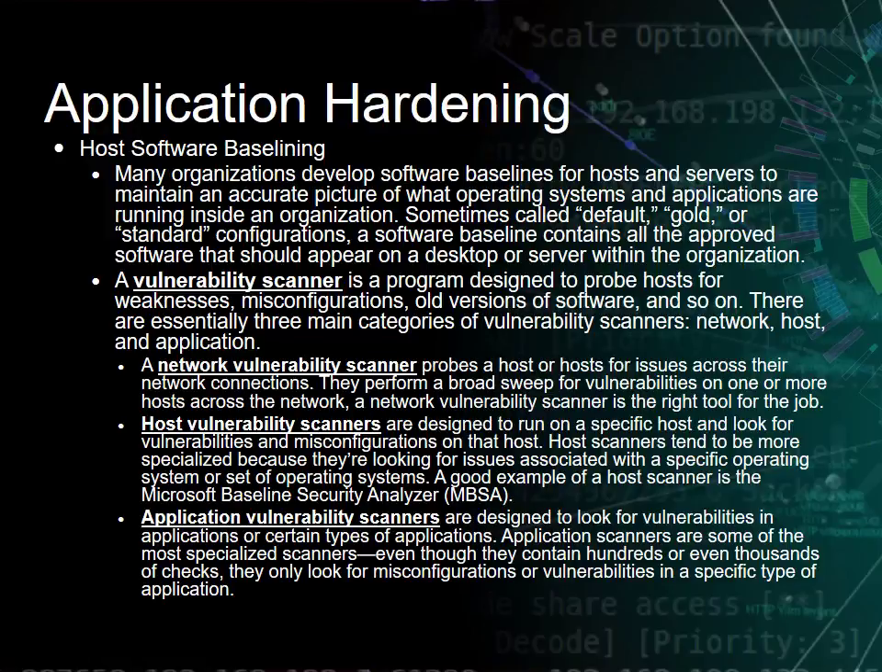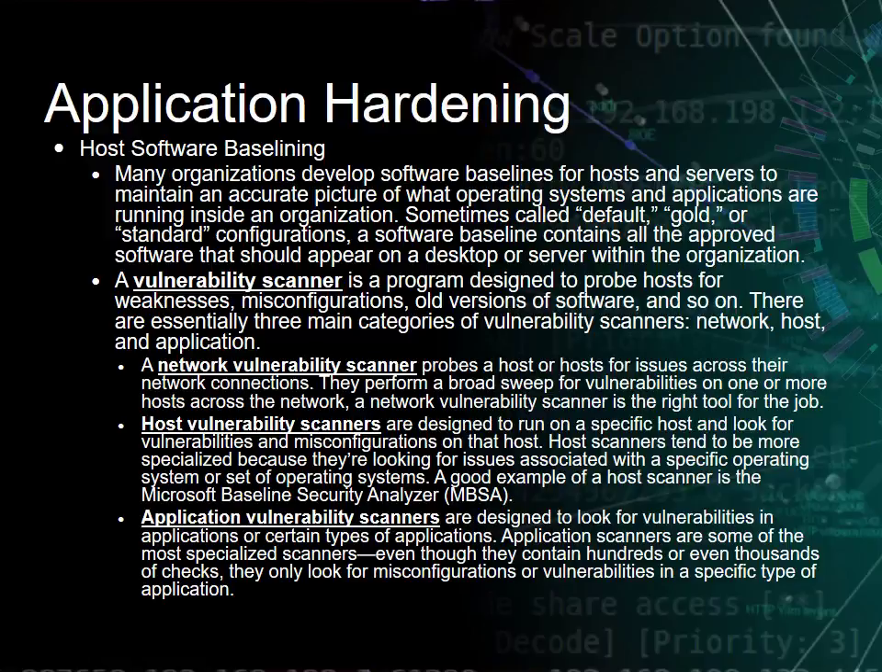In the Army, we call it the Army Gold Master. It's a software baseline that contains all the approved software that should appear on a desktop or server within the organization. Another thing you need to think about with host software baselining is a vulnerability scan. A vulnerability scanner is designed to probe hosts for weaknesses, misconfigurations, old versions of software, and so on. There are essentially three main categories of vulnerability scanners: network, host, and application.